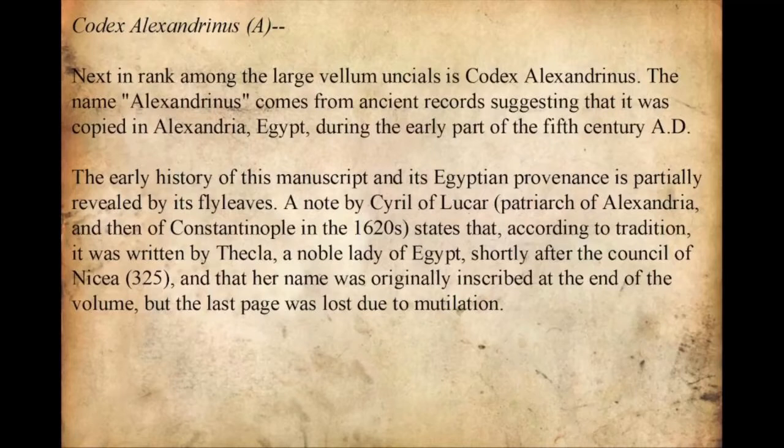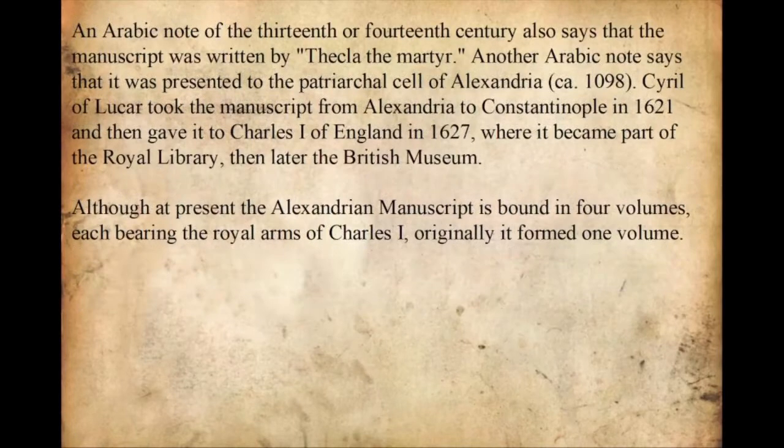A note by Cyril of Lucar, Patriarch of Alexandria, and then of Constantinople in the 1620s, states that according to tradition, it was written by Thecla, a noble lady of Egypt, shortly after the Council of Nicaea, 325 AD, and that her name was originally inscribed at the end of the volume, but the last page was lost due to mutilation. An Arabic note of the 13th or 14th century also says that the manuscript was written by Thecla the martyr.